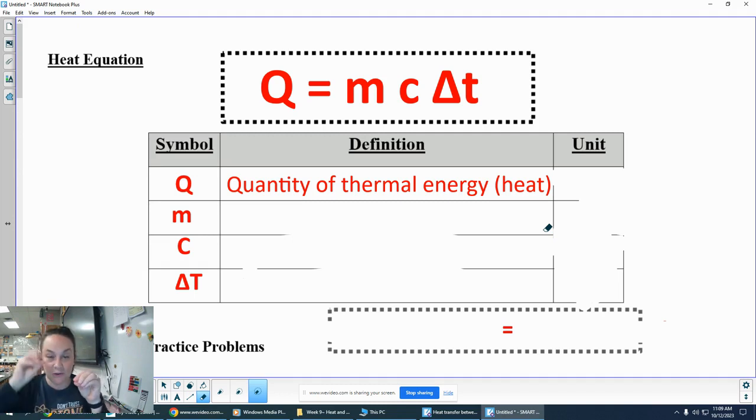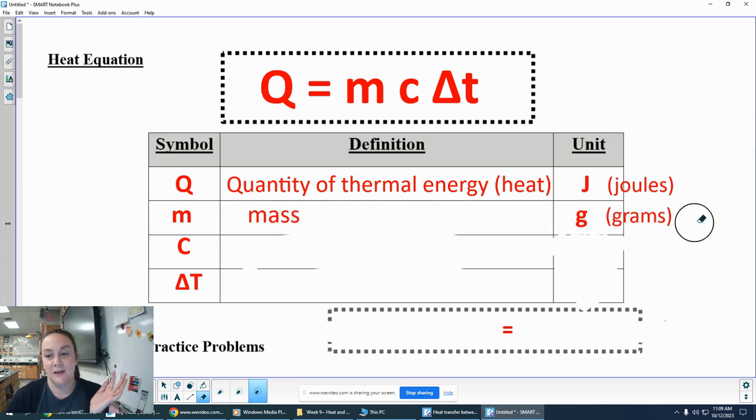And remember, we talked about the iceberg and the hot water, okay? Mass does matter when you're talking about thermal energy. So huge things with lots of particles have lots of Q because of all of that M. And the unit for Q is joules, which is written as a J. M, you all know what that stands for. That's mass, and that's going to be written in grams.